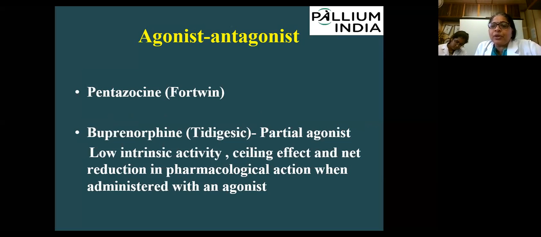So pentazocine and buprenorphine. What happens when you give buprenorphine? It has a low intrinsic activity. It has a ceiling effect. So you keep raising it, beyond that it will not help. And it will reduce the pharmacological action when you administer this drug with morphine. So you can never titrate it along with morphine. You can never give SOS morphine and give buprenorphine. It really doesn't work well together.